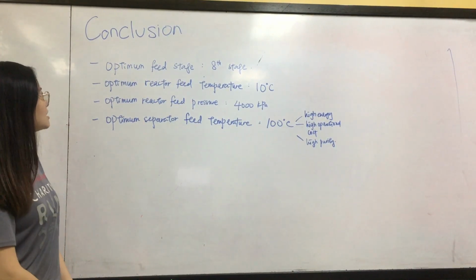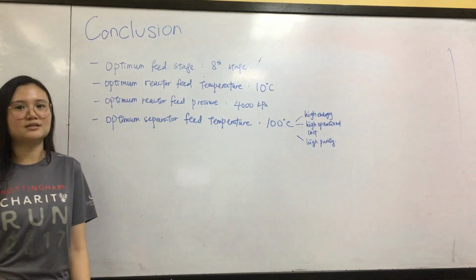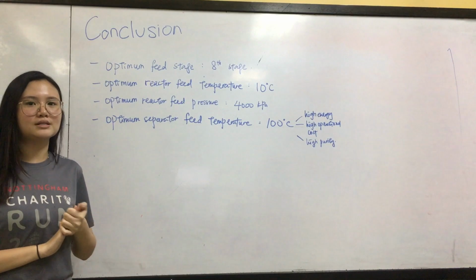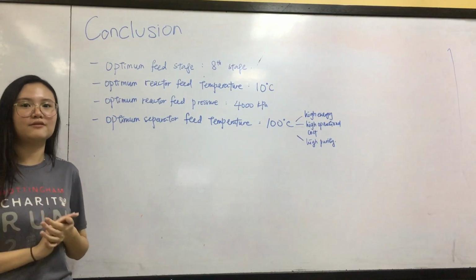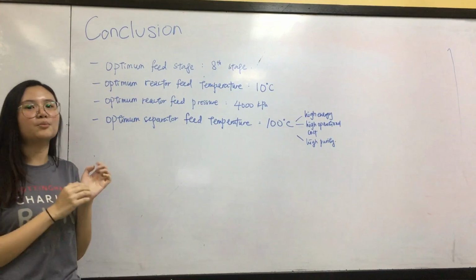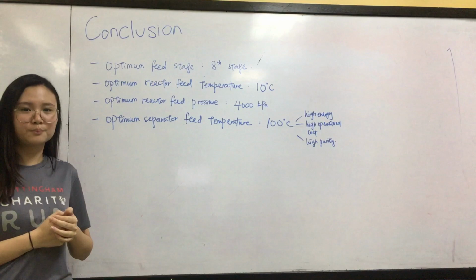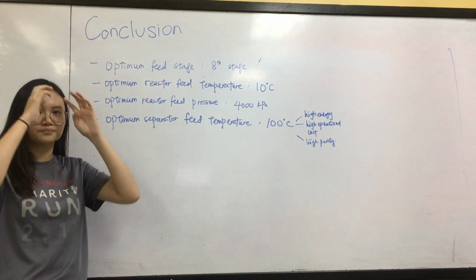The second one is the optimum reactor feed temperature, which is at 10 degrees Celsius. The conversions of both CO and CO2 decrease with an increasing reactor feed temperature. So the max conversions achieved are 0.99 and 0.43 respectively, and the methanol production rate is constant.